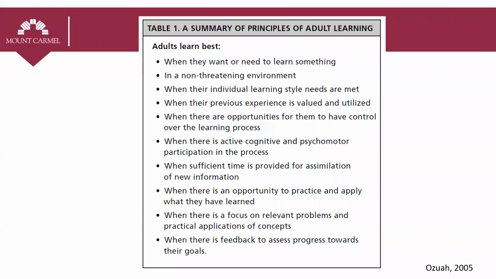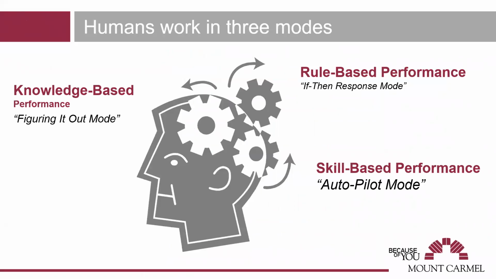And lastly, feedback. Adult learners, we need feedback to assess our progress towards that goal attainment. Enter in our wonderful quality departments and all of the metrics that we review. As human beings, our brain, we always want to simplify work. We want to accomplish this in 3 different performance modes.